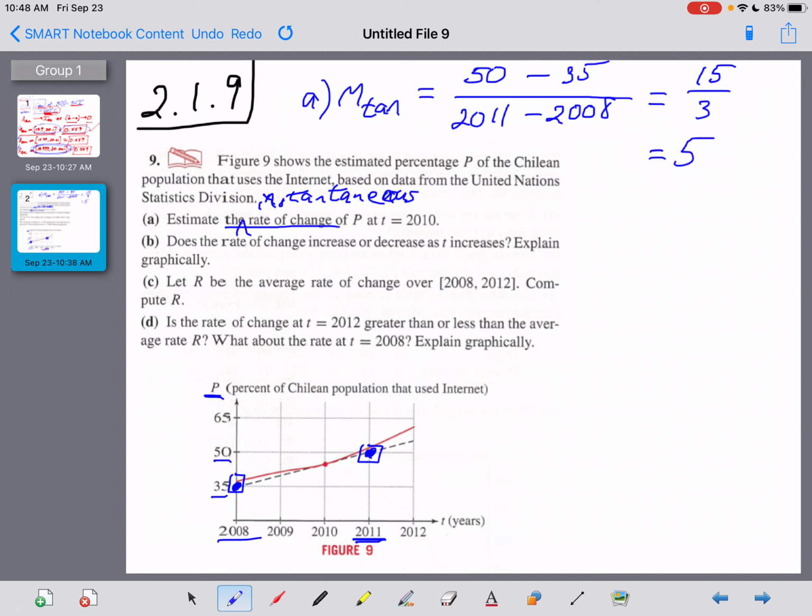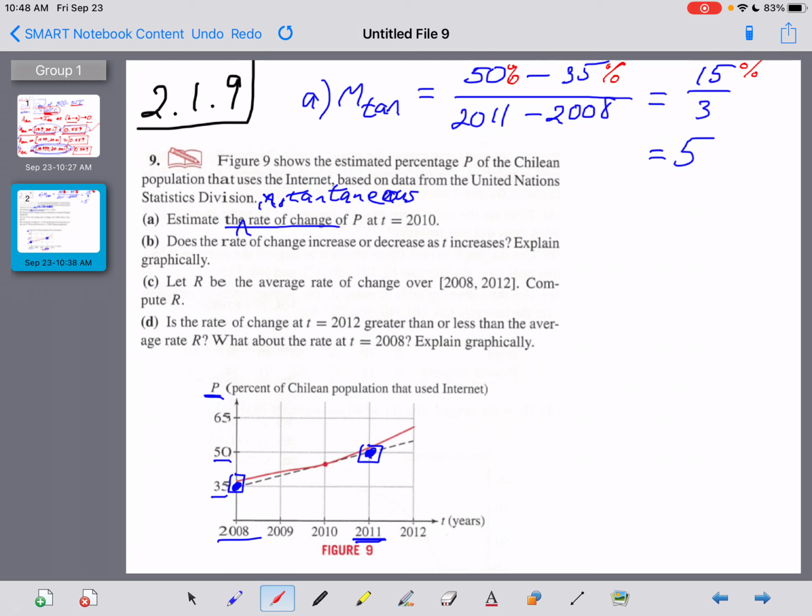Congratulations, you got it. Bad news, though, you have no idea what you've accomplished until we talk about it. So let's think about units. Up on the top, the 50 and the 35, those were percentages. So what that 15 means is that we've had 15% growth here in Chile in the percent of our population that is using the internet.